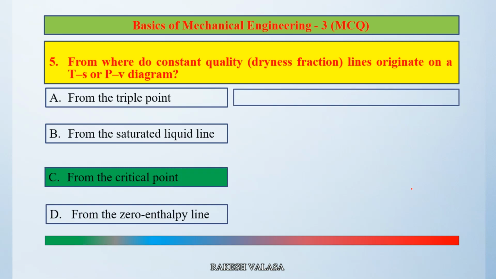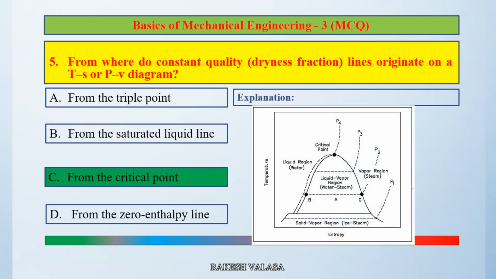Let us see the explanation. You can see this TS diagram. Let us assume one point here A, one point here that is B, one point here that is C. Points A, B and C at various pressures indicate the situation when the mass of vapor reached 25% at A, 50% at B, and 75% at C of total mass.